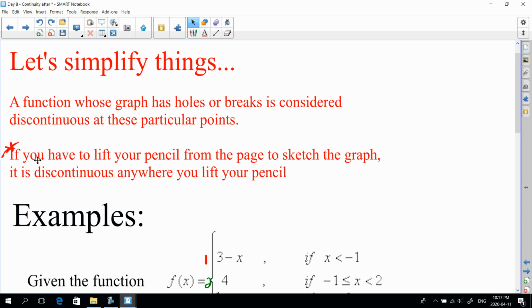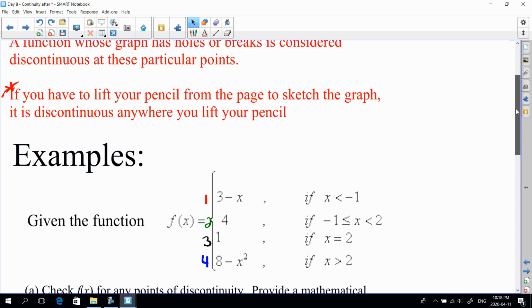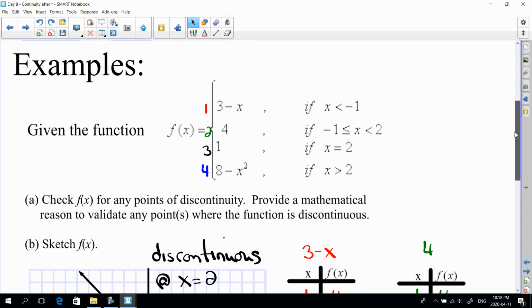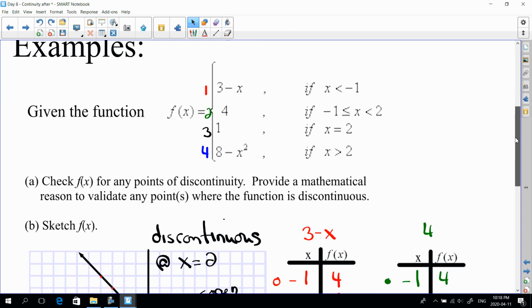All right, if you have to lift your pencil from the page to sketch the graph, it is discontinuous anywhere you lift your pencil. So in order to figure out if this is continuous or not, I could actually sketch the curve. All right, but part A, it's not actually asking me to sketch the curve first. It wants me to determine if it's discontinuous just by looking at this. Well, remember those 3 requirements. And first of all, let's try and figure out where are the possible points of discontinuity.